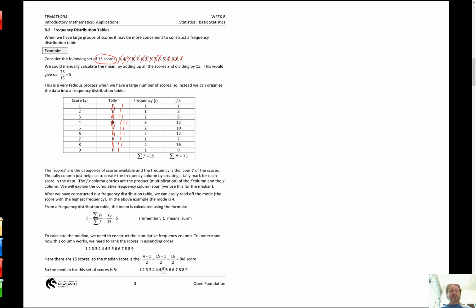Fantastic. So my table has now got a score column. Again, we call the scores X. It's just the standard thing. We say I've got this data, they're X values, that'll do. I've got scores from 1 to 9, but I've got a frequency column. The sum of the frequency column is what I said before. The number of scores you've got is the sum of the frequencies. N equals sigma F, the sum of all the frequencies. Because they add up to 15, of course they do.